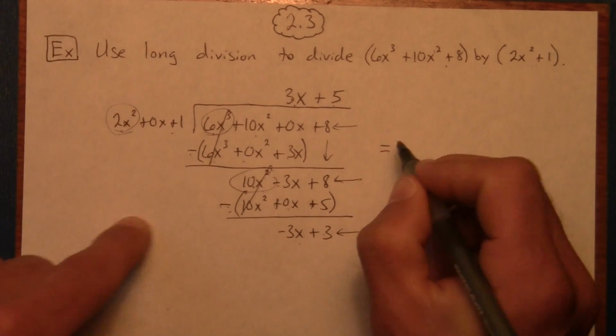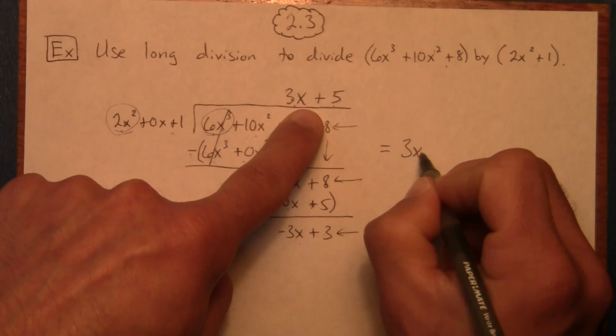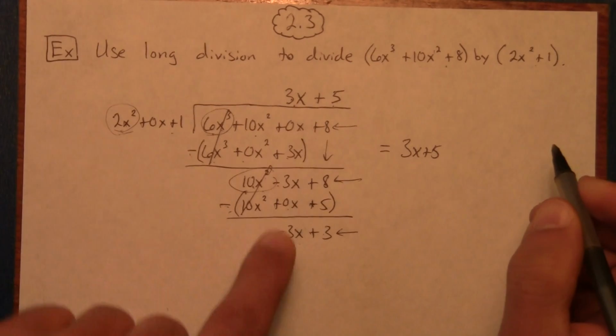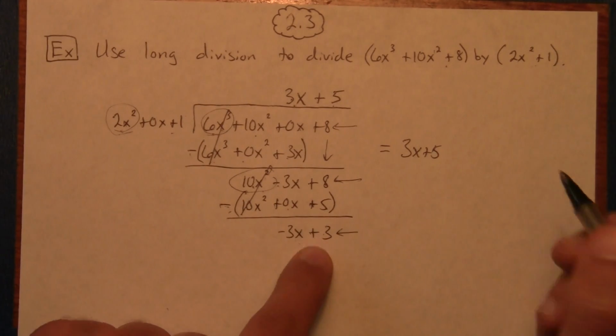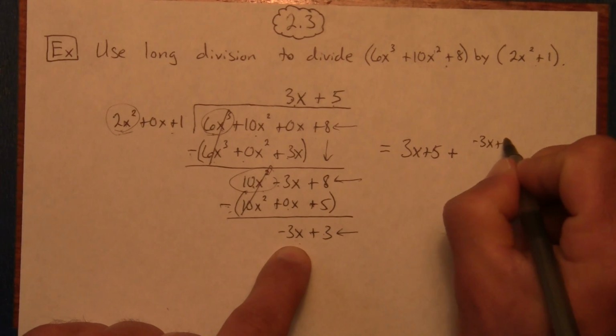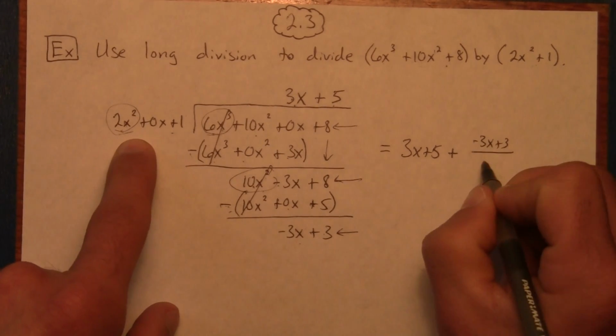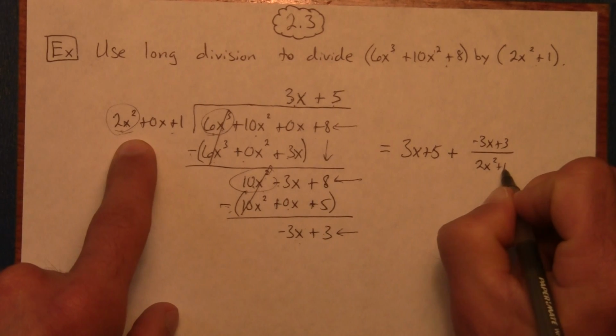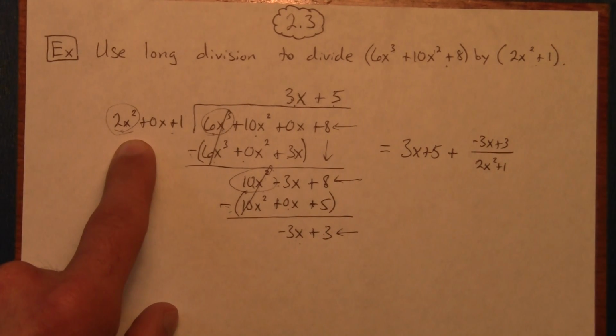And so my final answer is going to be, here's your whole number part, if you will, 3x plus 5, and then this is your remainder. So you can say it's plus negative 3x plus 3 over 2x squared plus 1, the thing that we were originally dividing by. And there's your long division problem.